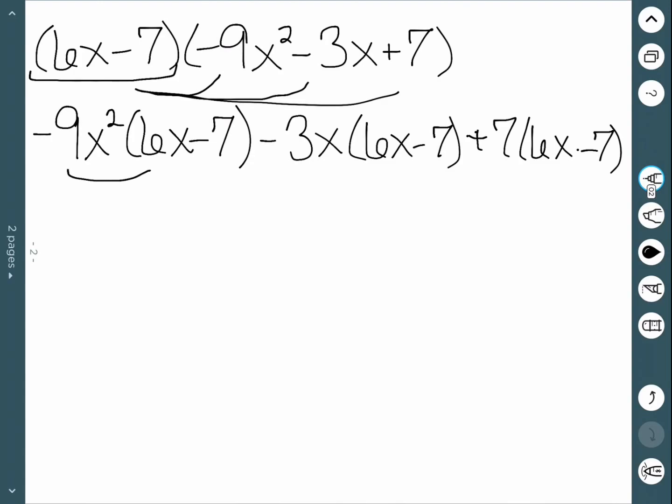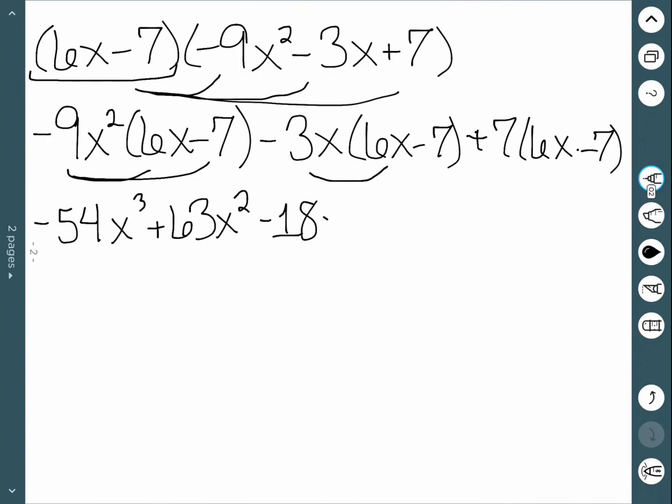And now that we've done that, we can use the same thing we were doing before. Negative 9 times 6 is negative 54. I have an x squared on the outside and 1 on the inside. We know 2 plus 1 is 3. We also have a negative 9 times negative 7, which would be positive 63, x squared. We then move to our next parenthesis. Negative 3 times 6 is negative 18. And then I have two x's here, so x squared. 1 on the outside, 1 on the inside. Negative 3 times negative 7 would be positive 21, and we have a single x here.